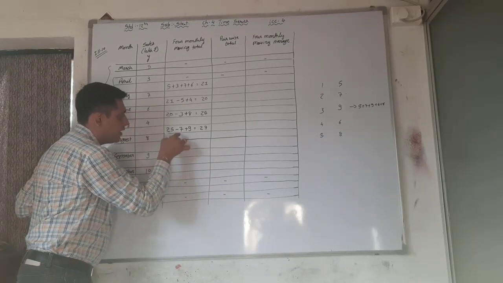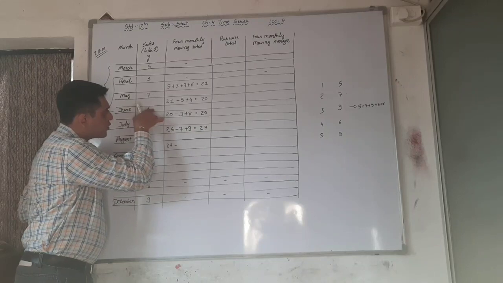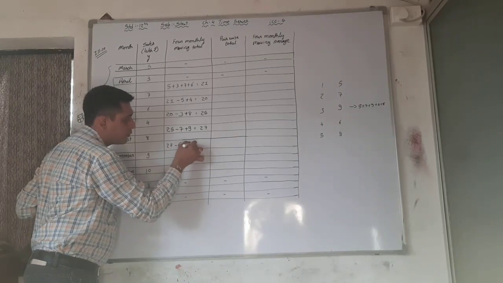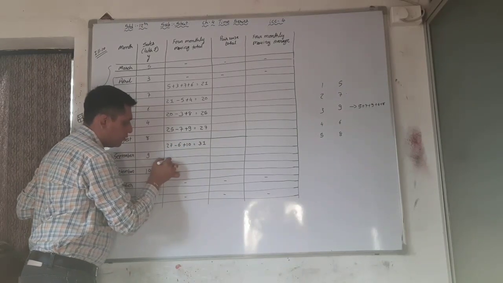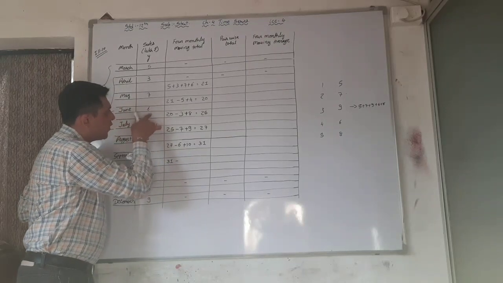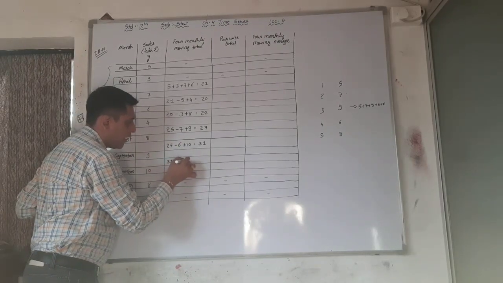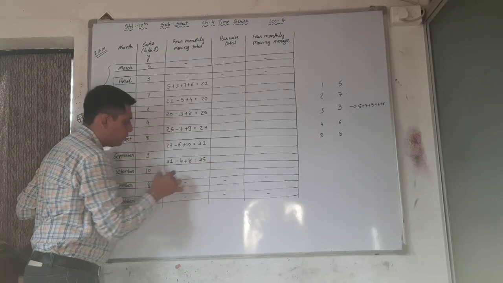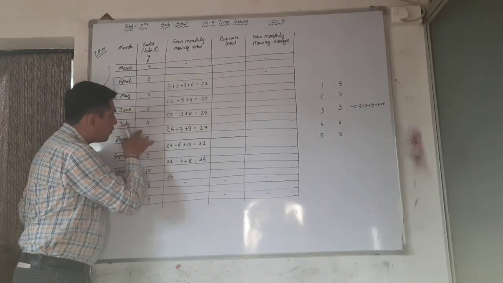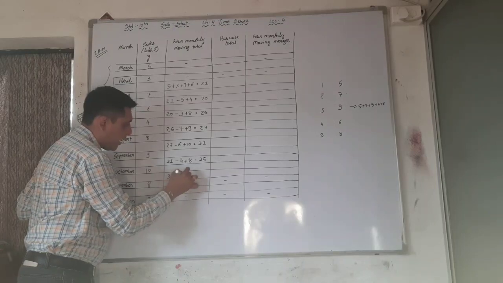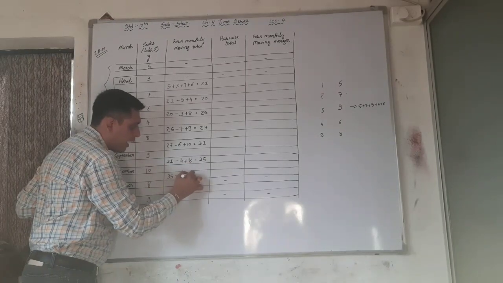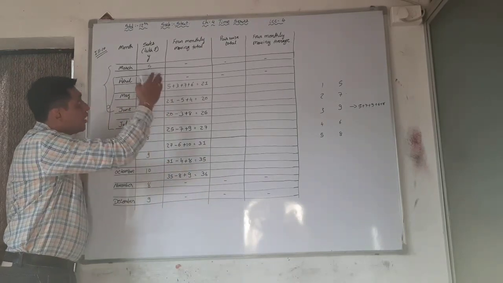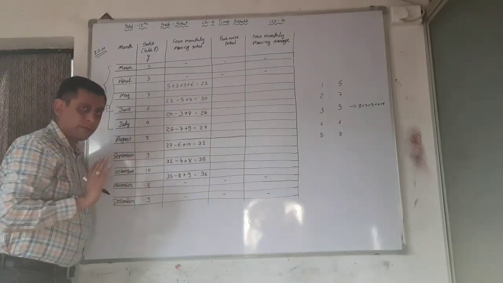Now 27 minus, after 7, we have to subtract 6, and after 9 we have to add 10. So here 31. So 31 minus, after 6 we subtract 4, and we add 8 after 10. So 35. Then after 35 we subtract 8, and after 8 we add 9. That is 36. See, the column of the 4 monthly moving total is here, right?